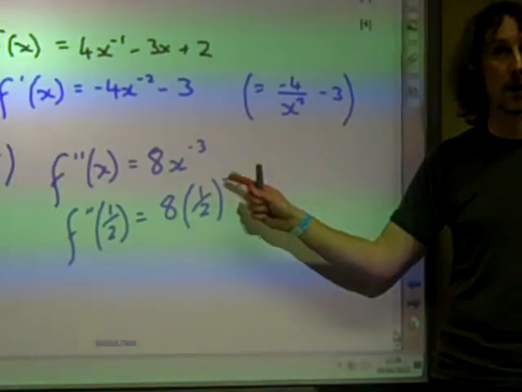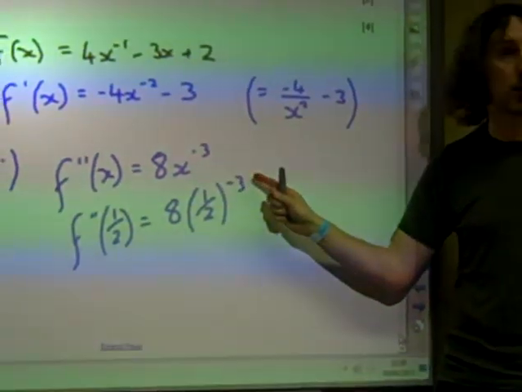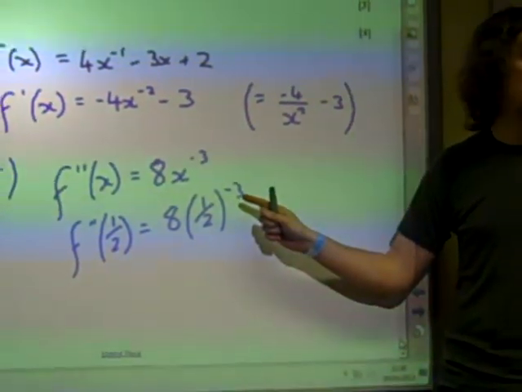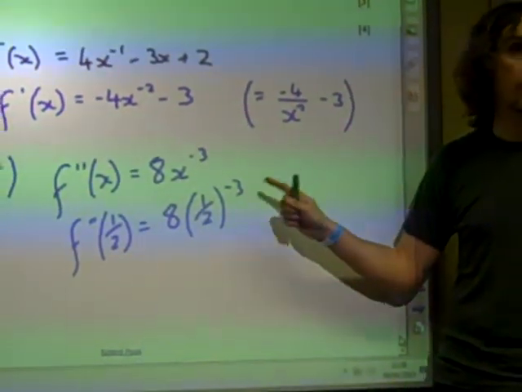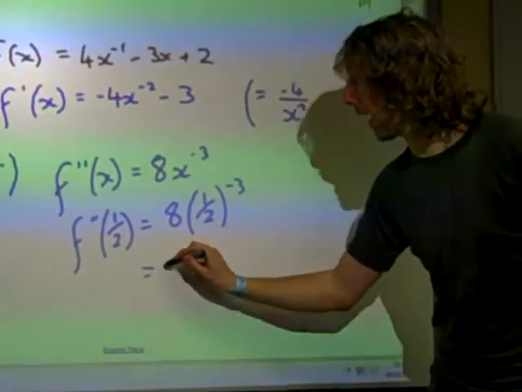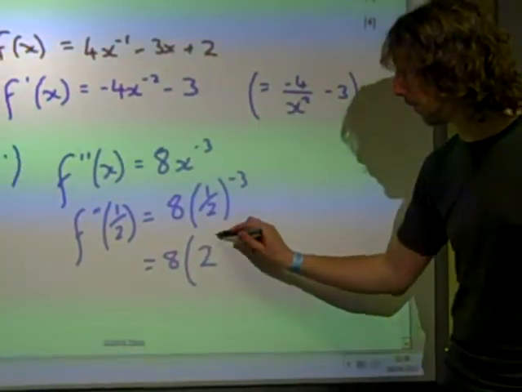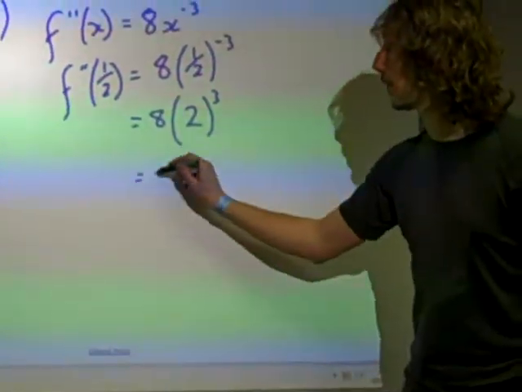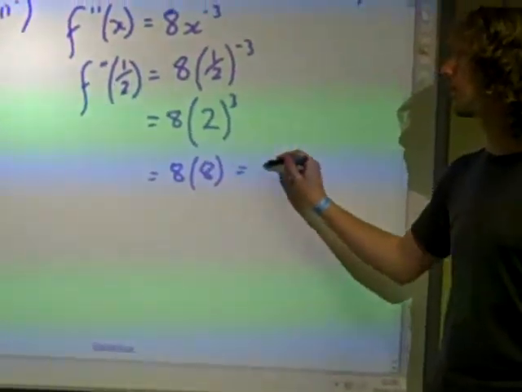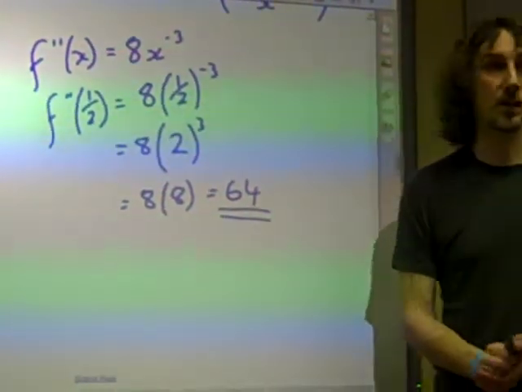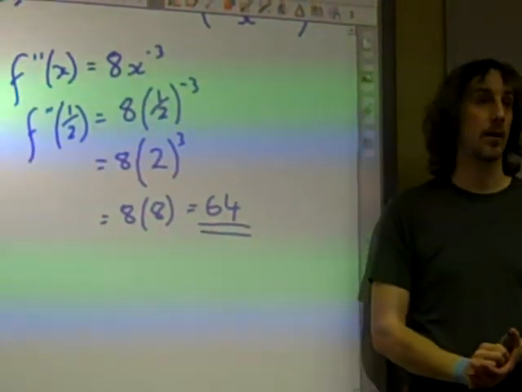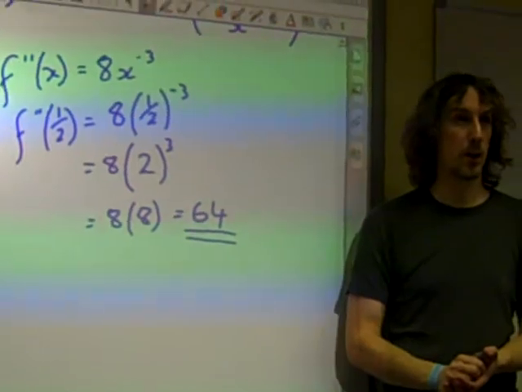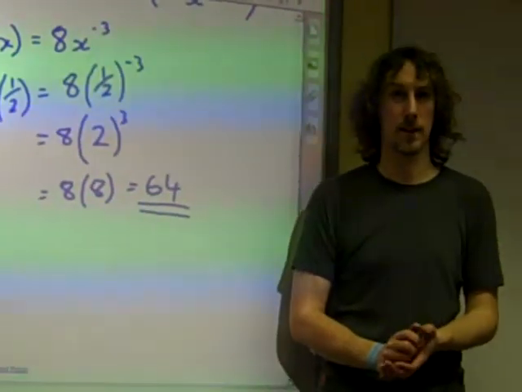The minus sign in the power. Remember, the power only applies to the thing in the brackets, not to the 8. So the minus sign means we need the reciprocal of it, and the 3 means we need to cube it. So this is 8 times 2 cubed. So we've got 8 times 8. So we've got 64 as our value of that. Okay, and that's it. That was another 4 marks. Isn't that brilliant?